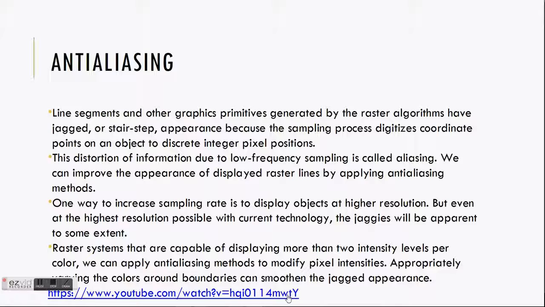We can also have a look at this video which shows you how actually the anti-aliasing works.